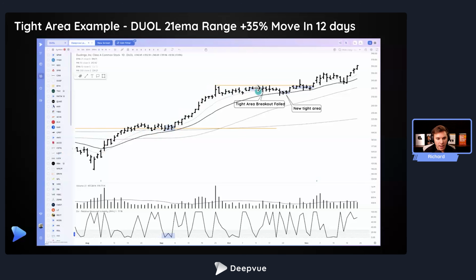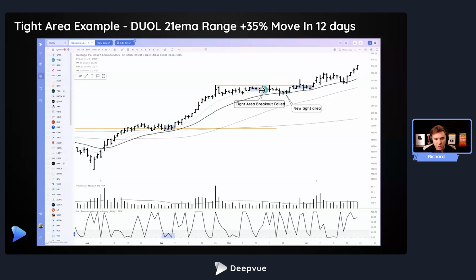We go tight again. I tried it in here. It failed, but again, I was able to manage my risk really tightly because as soon as it failed, I cut my loss. And then we have a reset tight area against the 21 EMA. That one, there was no heat on it. And this has led to a really nice move recently as it continues to respect that 21 EMA.